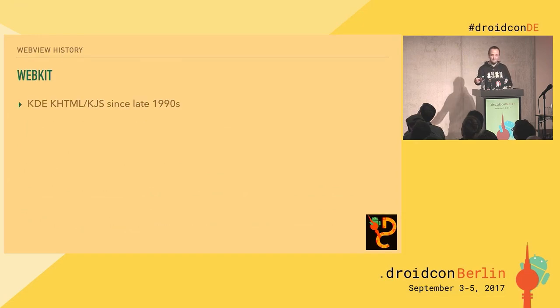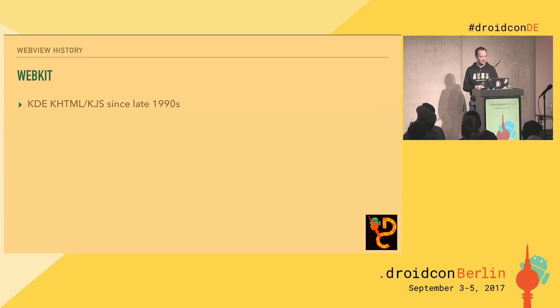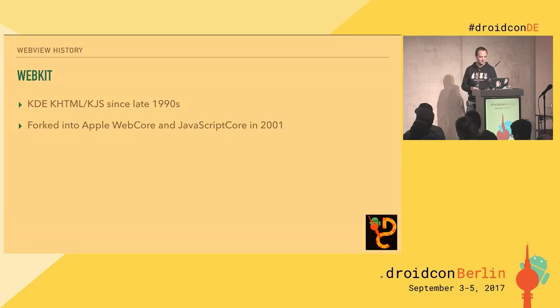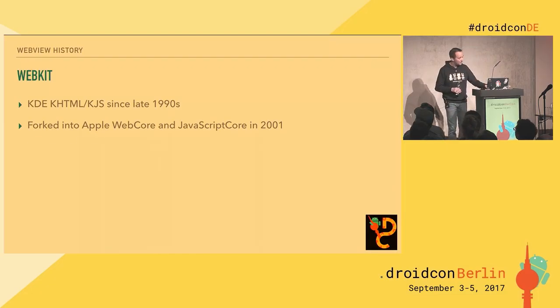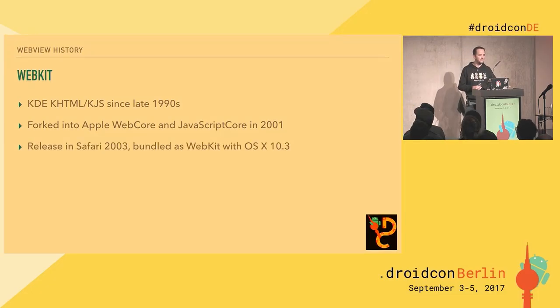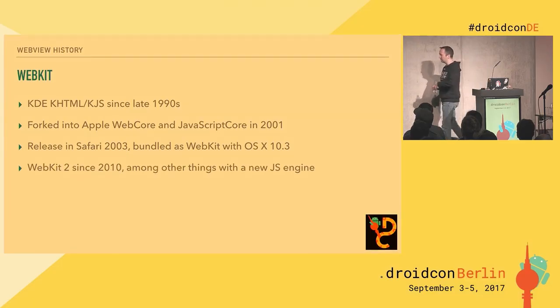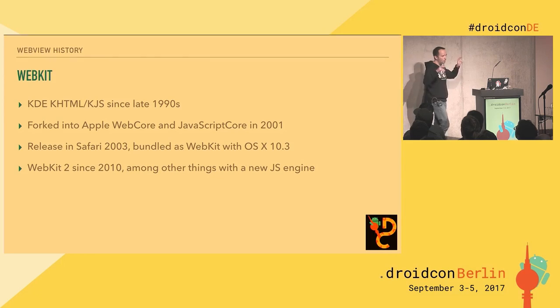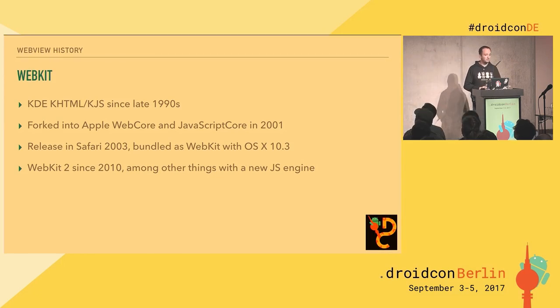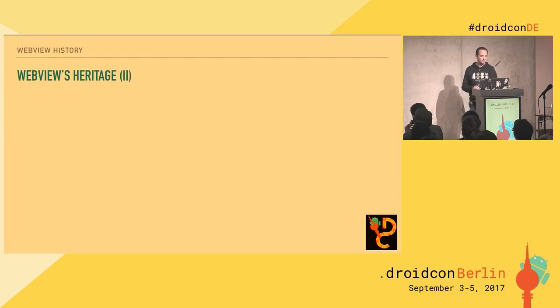Then WebKit. WebKit comes from an old project from the KDE guys, a browser and a JavaScript engine called KHTML and KJS. That was developed since the late 90s, coming out of the whole Linux ecosystem. Apple forked that into a thing called WebCore and JavaScriptCore, and that became Safari and was pushed out as Safari on OS X at some point. Then Apple said, well, that's not that awesome. Let's change that and upgrade it to WebKit 2.